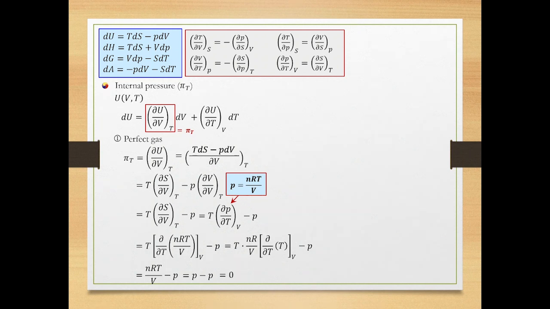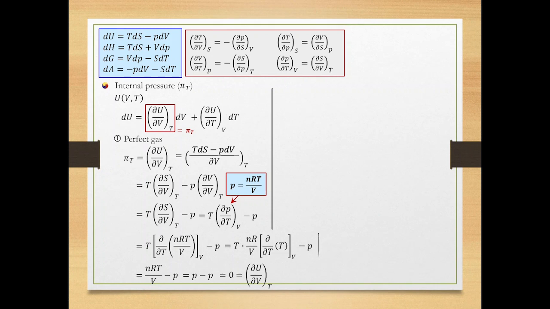Here is the important conclusion that you can draw from it. The fact that π_T is 0 implies that the internal energy of perfect gas never changes during volumetric expansion or compression as long as the temperature remains constant.